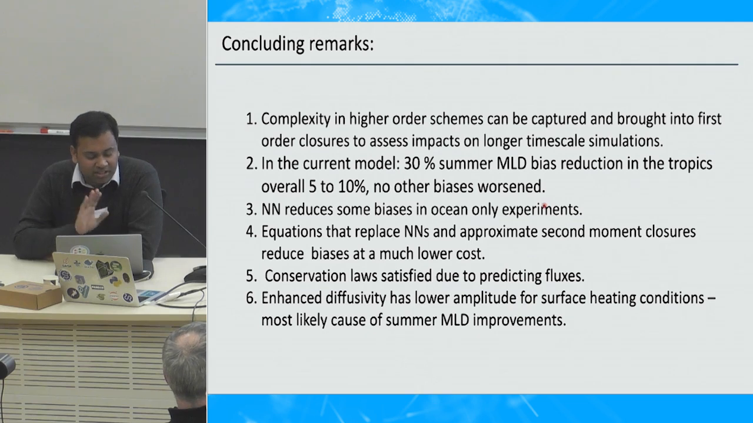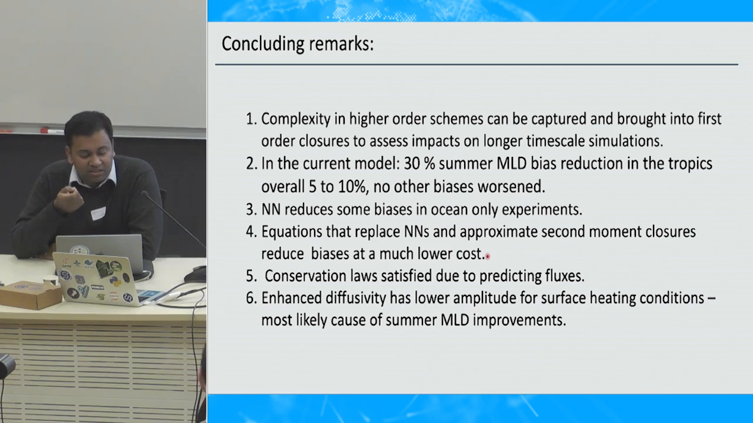So this is not a climate experiment. I do not know what happens if you run this in a climate model. And equations that replace neural networks do it at a much lower cost. Conservation laws are satisfied because we are still within the traditional framework. And most probably, the enhanced diffusivity has lower magnitude for surface heating conditions, which could lead to the improvements in the summer mixed layer depth.